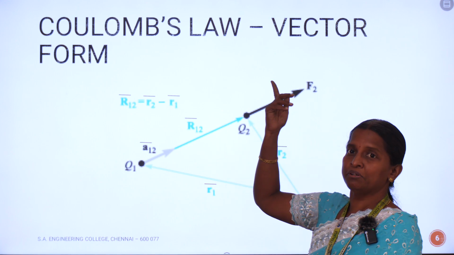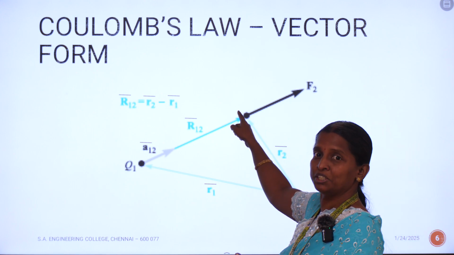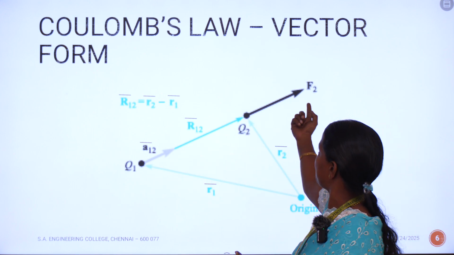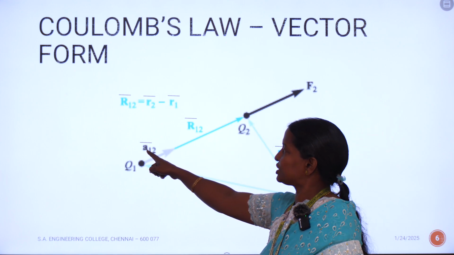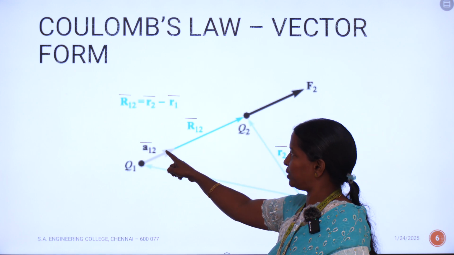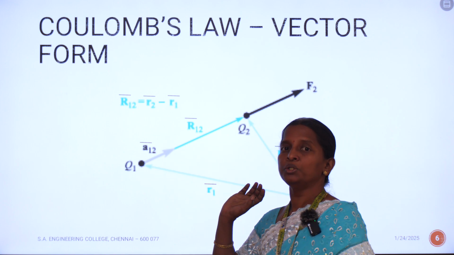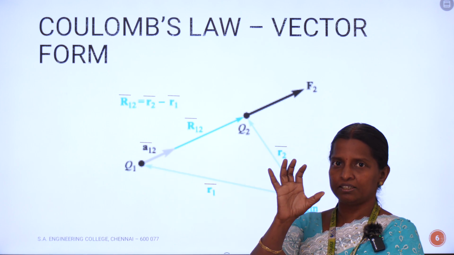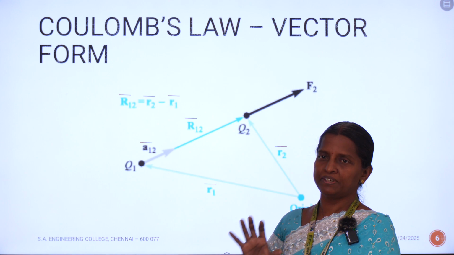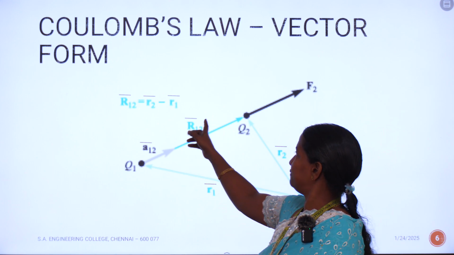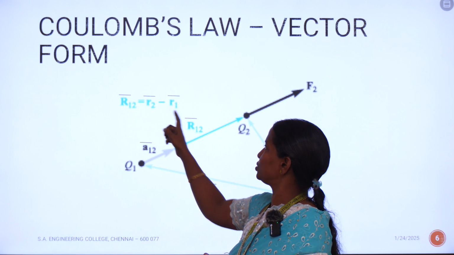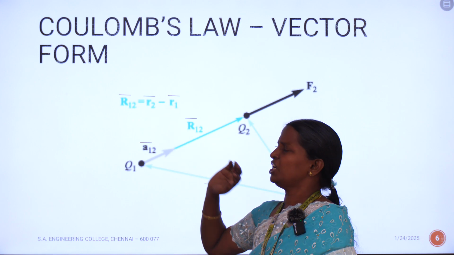Actually, in some books they will give F21, that is, the force acting on charge 2 because of 1. They represent F21 also. It is along the direction of the unit vector, that is A12. This is a unit vector. The unit vector is nothing but that vector divided by the magnitude of that vector. That's all. And how do we find this R12?